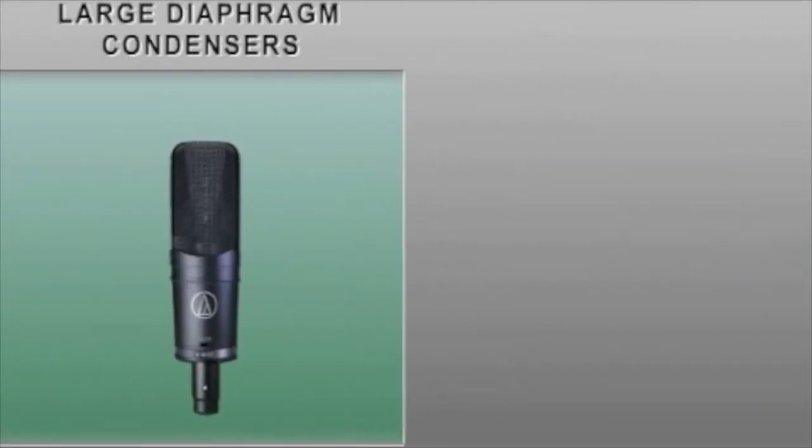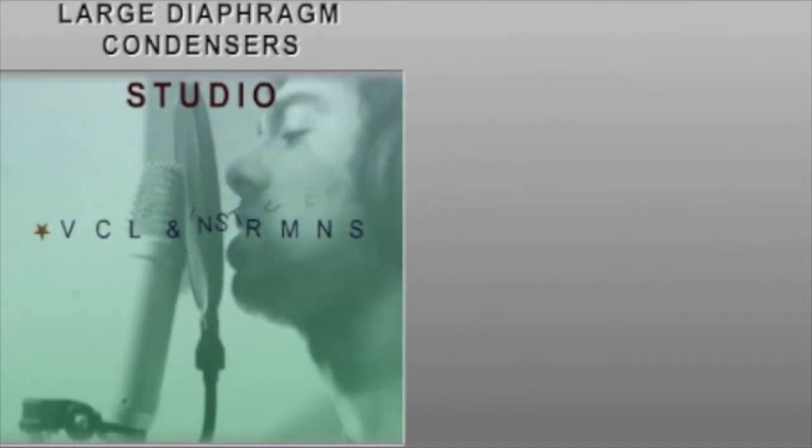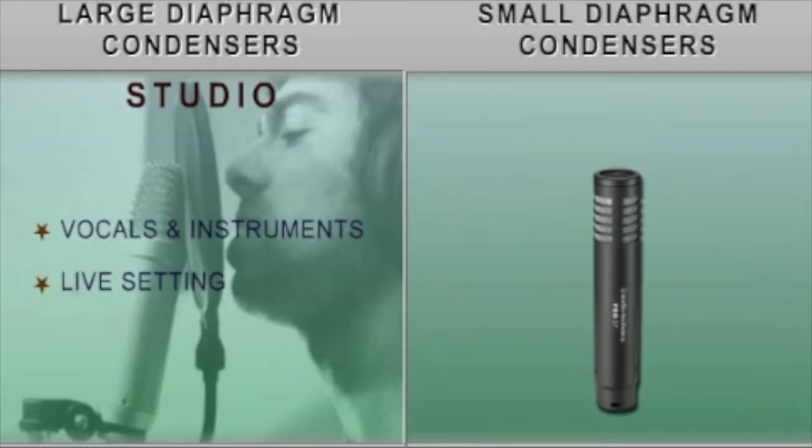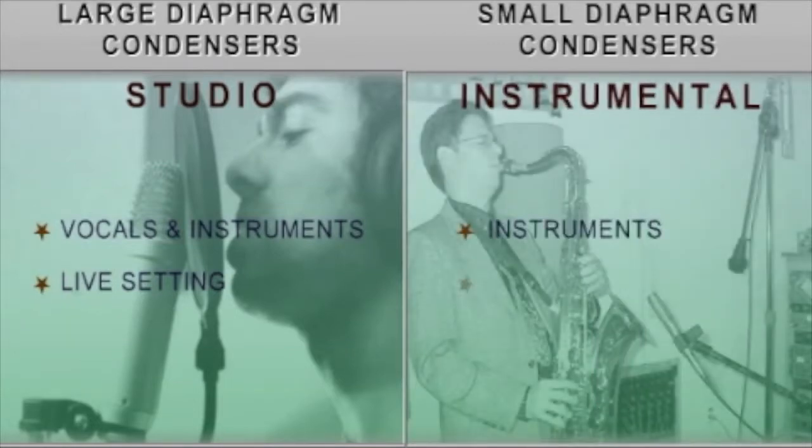Condenser microphones can be classified into two main groups, large and small diaphragm. Large diaphragm condensers are used in studios for recording vocals and instruments, and in the live setting for instruments and guitar amplifiers. Small diaphragm condensers, on the other hand, are used primarily for instrumental pickup in both recording and live settings.